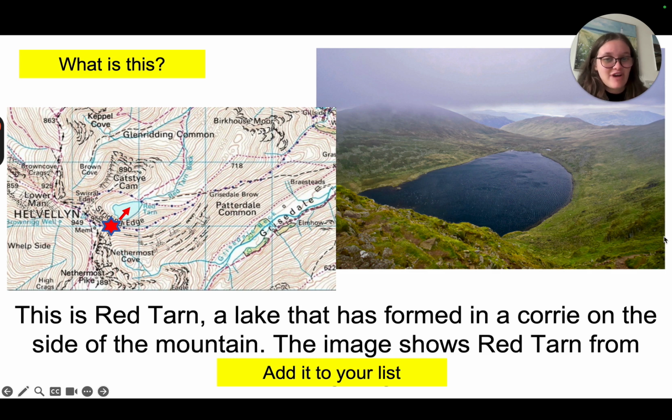Nextly, this is Red Tarn. This is a lake that is formed in a corrie on the side of a mountain. This image shows Red Tarn from the north. So what kind of feature is this? Looking again at the map here, so Striding Edge is going around the side. There's something else happening around this other side. So what is this feature here? Look at the contour lines and what is Striding Edge.